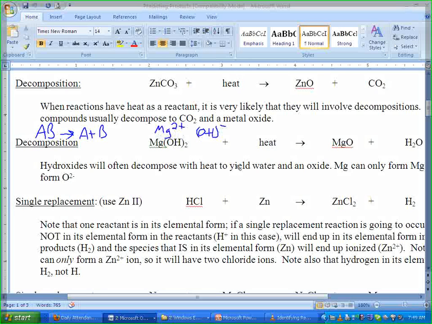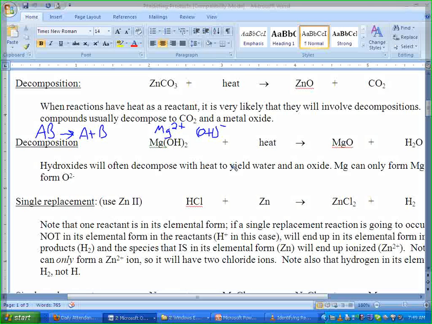How can I find the charge of OH? Because I can't just look at the periodic table. What resource do you guys have to find the charge of polyatomic ions? Go ahead. The naming compounds packet. Okay? So in order to find the charge of OH minus, you would have to look at the naming compounds packet. So this is what's going to break down.